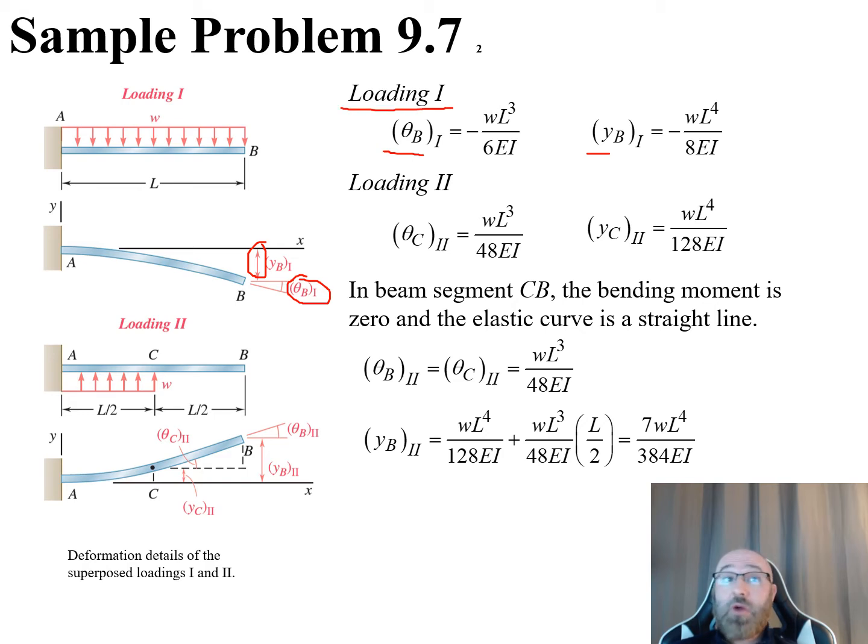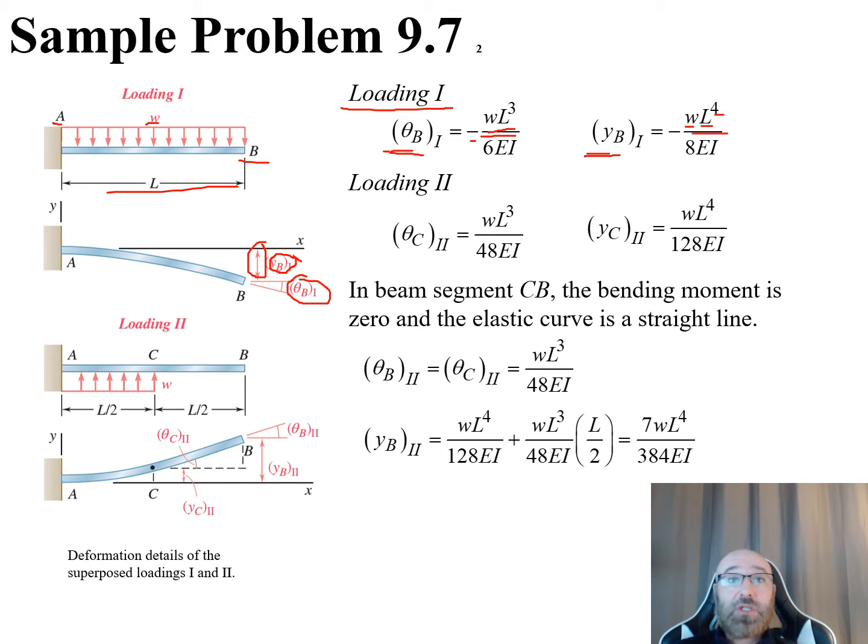Recall our loading 1 is we had our distributed load from A to B, and this is the load W. So for this cantilever beam with a length L, theta sub B1 is equal to negative W, which is our distributed load, times that length L cubed all over 6EI. And for our deflection at B, our y sub B1 is equal to negative W, that distributed load, times our L to the fourth all over 8EI.